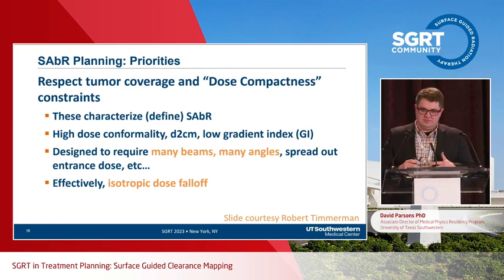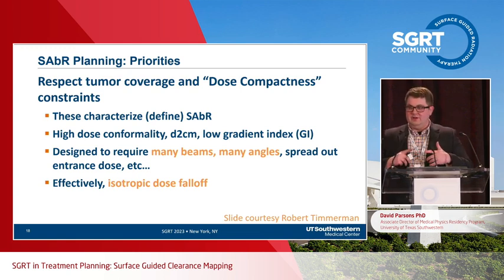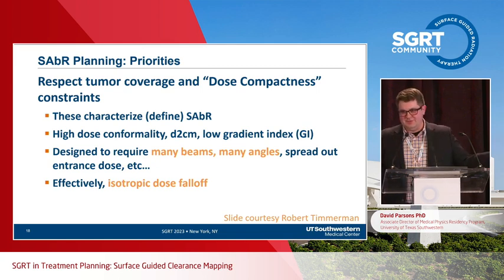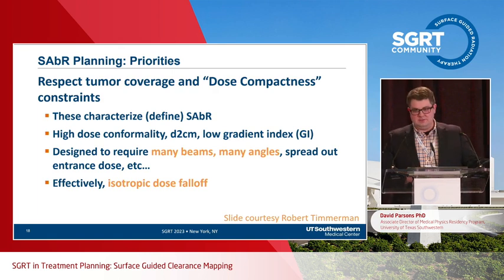What that means, though, for SABR is you're giving a lot of beams coming from a lot of different angles to spread out that dose. Essentially, you're trying to create a plan with isotropic fall-off. To most of you, that's probably common sense. But again, I'm approaching it from someone that is mostly doing coplanar treatments. And we can look at how that affects the dosimetry.